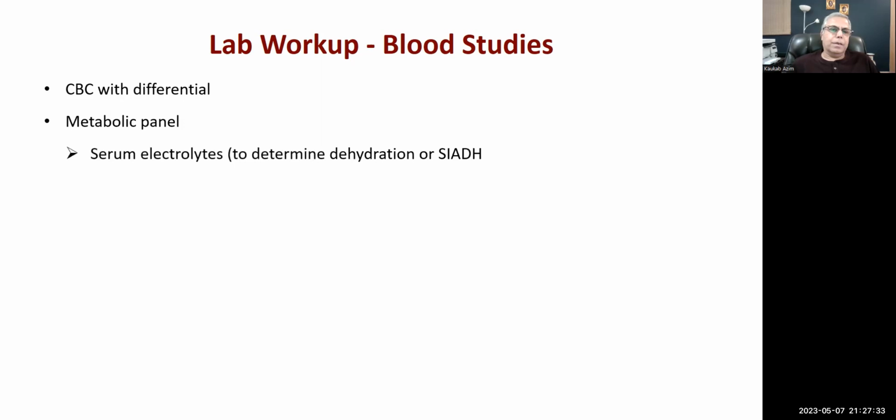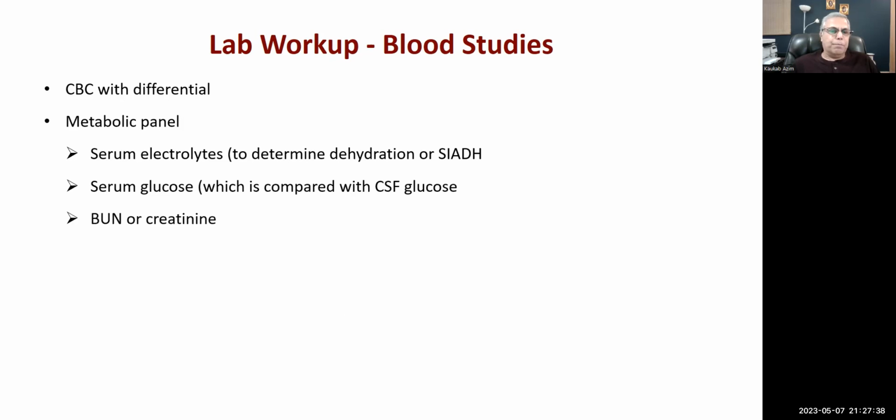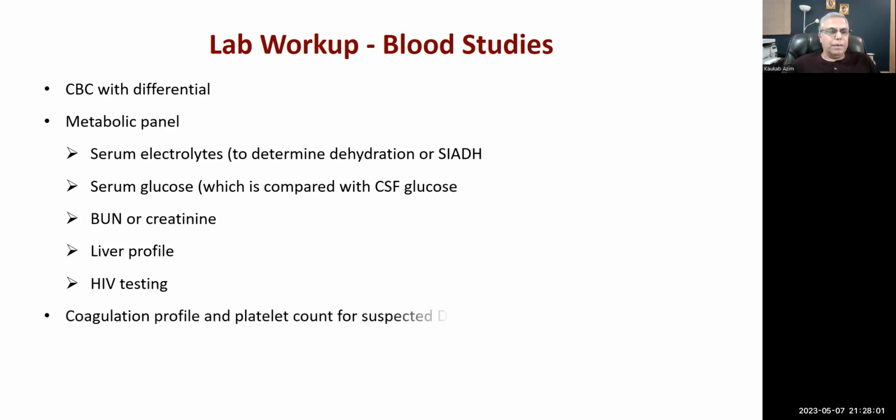And certain other tests, given over here: serum electrolytes, then serum glucose, BUN or creatinine, liver profile. A metabolic panel is not actually in the CSF. Metabolic panel is a different test where you are looking at serum concentration of electrolytes and glucose. So we have a comprehensive metabolic panel, and we have a normal metabolic panel as well. These are the things that you check in metabolic panel. Coagulation profile and platelet count for suspected disseminated intravascular coagulation.